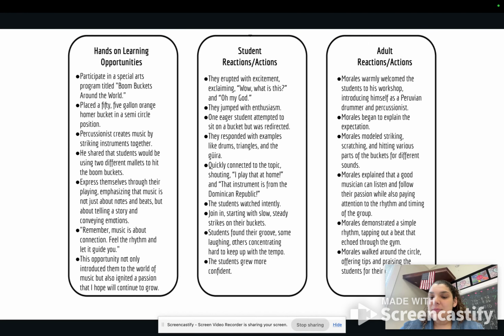Morales began to explain expectations. Morales modeled for the students. He explained that good musicians listen and follow their passions while also paying attention to the rhythm and timing of the group. Morales demonstrated a simple rhythm, tapping out a beat that echoed through the gym. Morales also walked around the circle, offering tips and praising students.